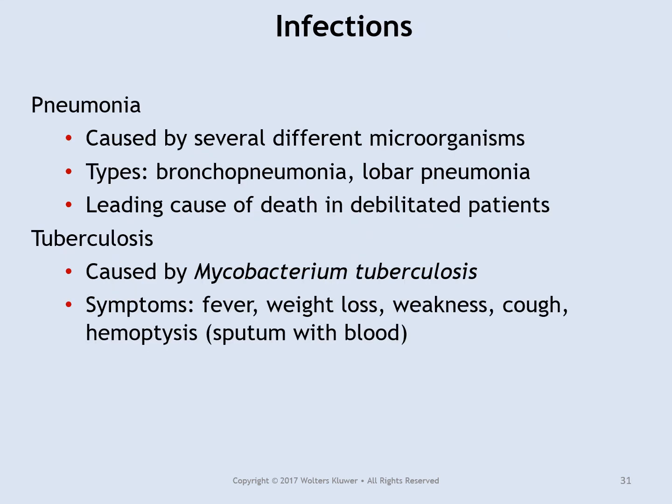Let's talk about some infections. Pneumonia is caused by a few different microorganisms. It can be caused by bacteria. It can be caused by a virus. It can be secondary to another infection, and that's what we're seeing with a lot of our COVID-19 patients. They are developing pneumonia because of the inflammation that's going on in the lungs caused by that virus in there.